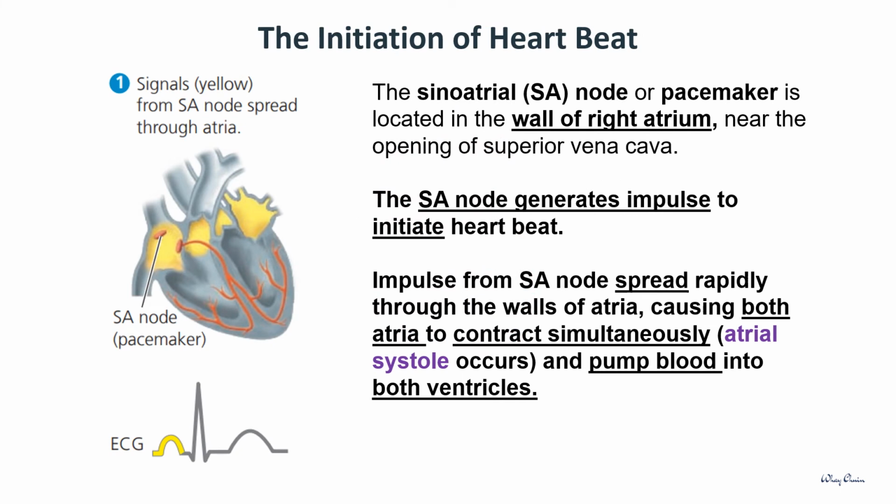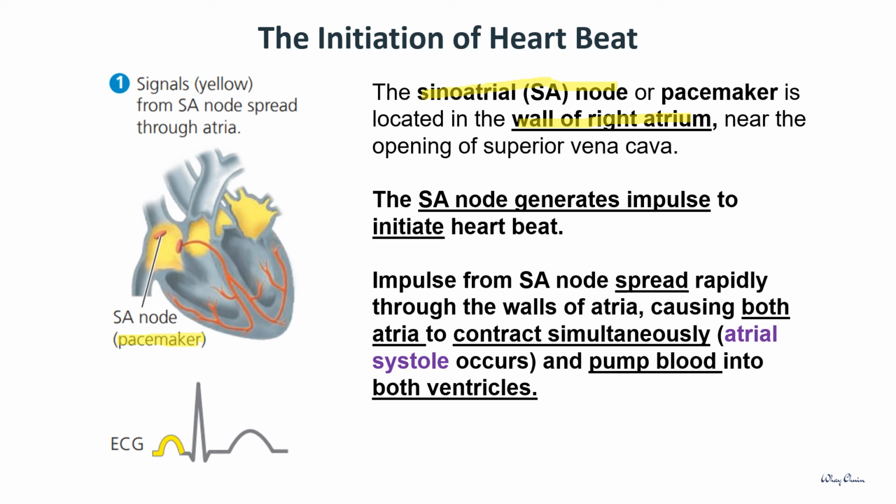There's a group of specialized cells located in the wall of the right atrium, near the opening of the superior vena cava, called the sinoatrial node or pacemaker. The SA node will generate impulses to initiate the heartbeat. Maksudnya, impuls yang dihasilkan di SA node adalah impuls yang memulakan heartbeat. Dengan itu, nama dia dipanggil sebagai pacemaker sebab kelajuan heartbeat sebenarnya ditentukan oleh kelajuan SA node menghasilkan impuls.